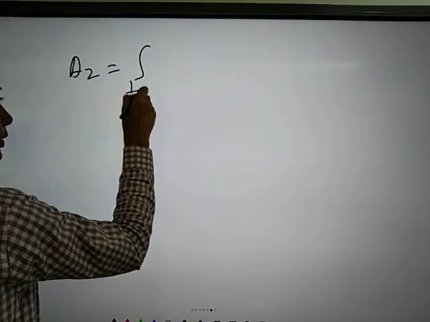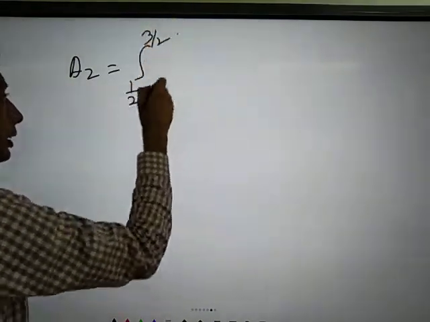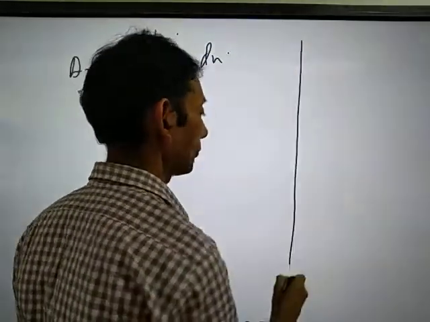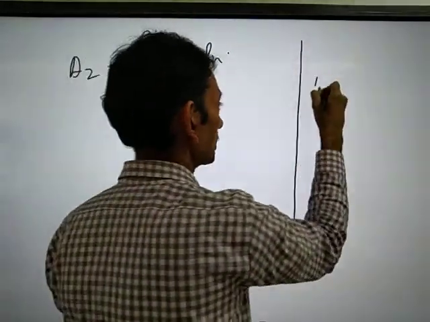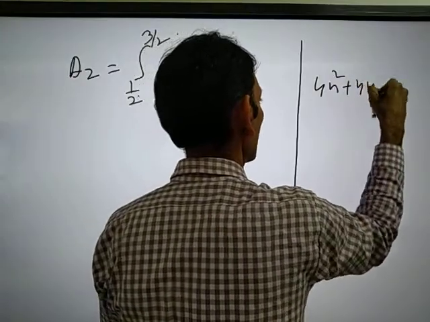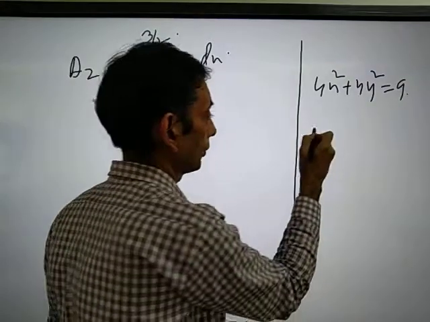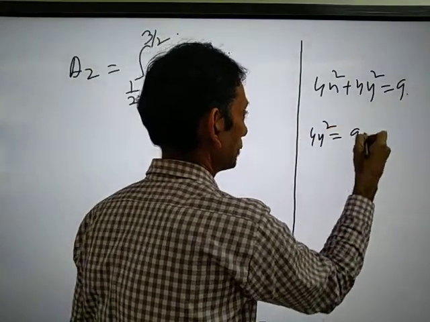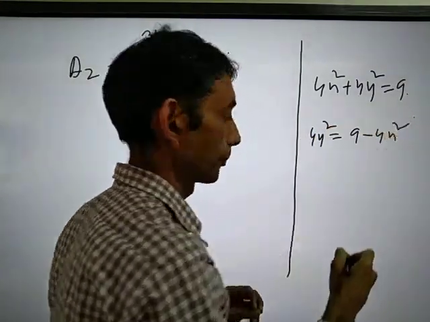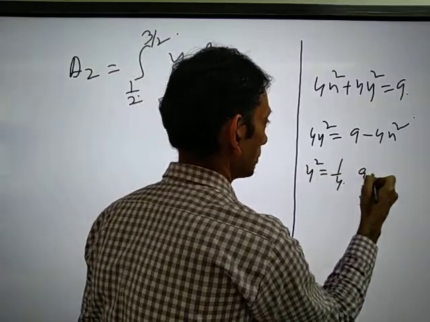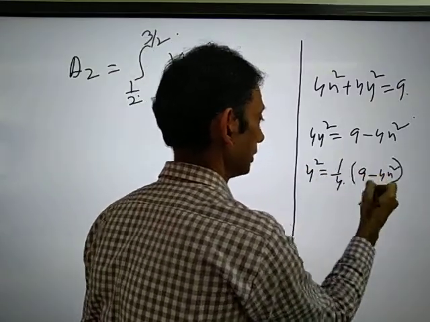Okay. Half to 3 by 2. Fine. Y dx. And we know, let us write the equation of the circle. What is the equation of the circle? 4x square plus 4y square equal to 9. Right? From there we'll just simplify the value of y. 4y square equal to 9 minus 4x square. Done. So y square is equal to 1 by 4 times 9 minus 4x square. Fine.